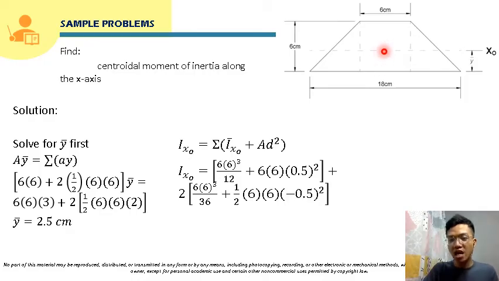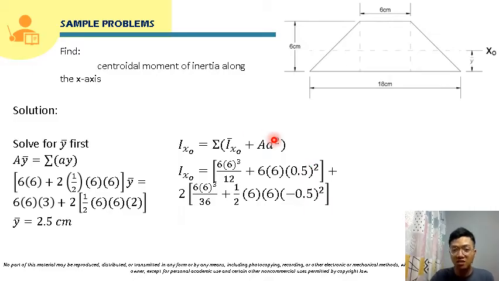So meaning to say, there is a distance between the centroid of the square and the reference axis, which is this axis. So that distance is actually 3 minus 2.5. So that will be 0.5. So that will be 0.5 distance squared, so 0.5 squared. Okay, so this will now be for the square.